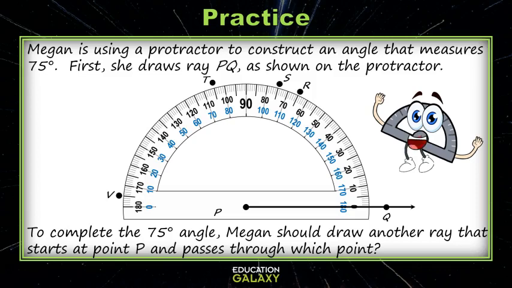Our first ray is pointing to the right, and the scale that starts at the right is the outside scale. So we're using the good old outside scale. Now, using that scale, we want to find the 75. Well, 75 is right in between 70 and 80, and that's point S. So point S must be our answer.